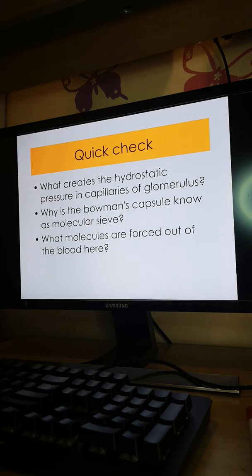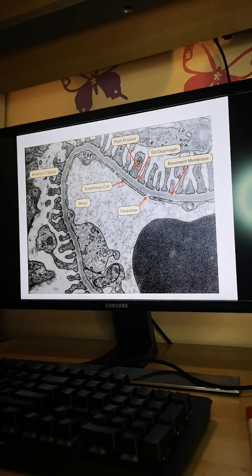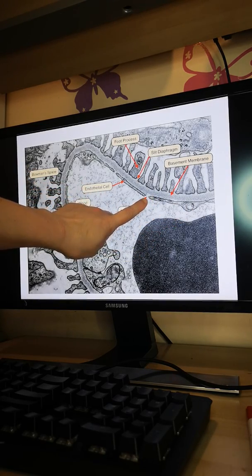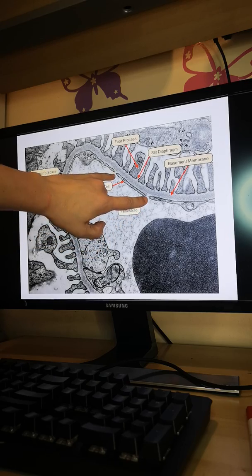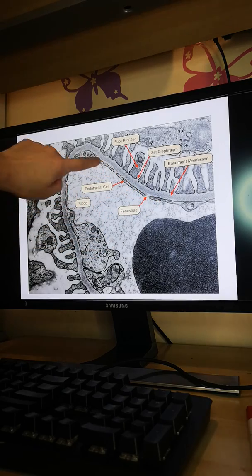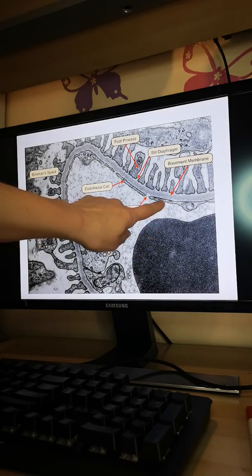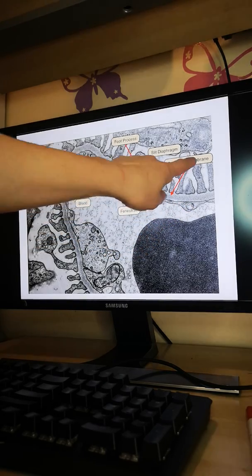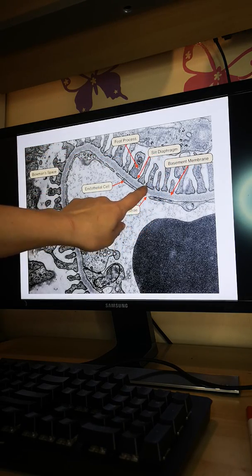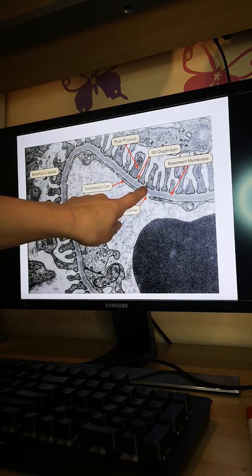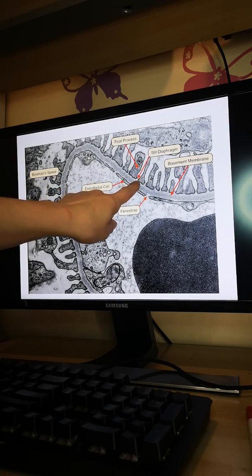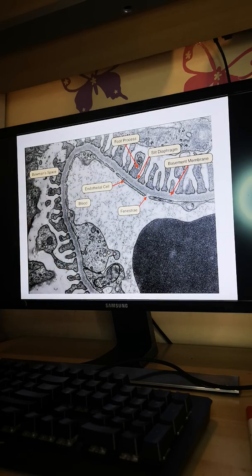Why is the Bowman's capsule referred to as a molecular sieve? So, pores, pores and pores. We have a permeable capillary wall, so gaps between the cells of the capillary wall, which we can see clearly in here is one cell thick as well. We've got holes or gaps, pores in the basement membrane, and then we've got gaps between the podocyte feet of the Bowman's capsule wall, so gaps and pores.